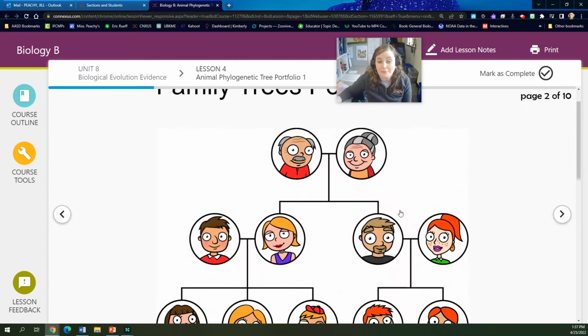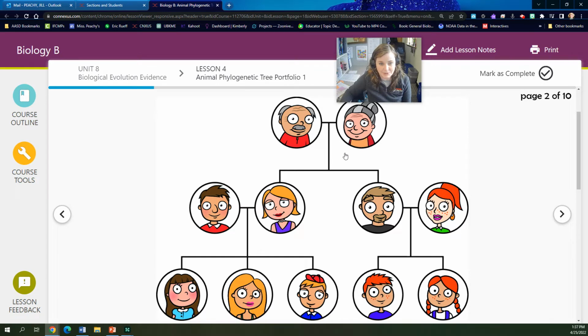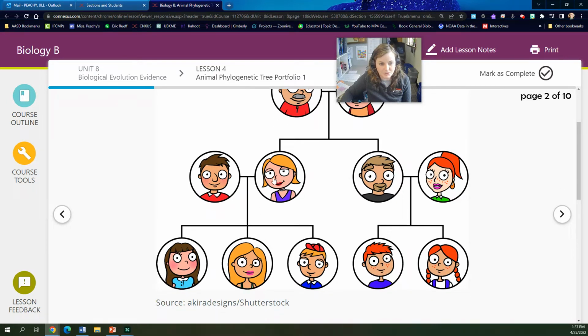So it talks first about family trees, which you and I just talked about. You've got your grandparents. Let's say they had a son and a daughter, and each one of them got married. So this is their son and his wife, and they had 2 children, and this is their daughter and her husband, and they had 3 children.